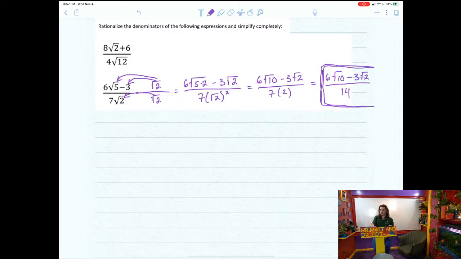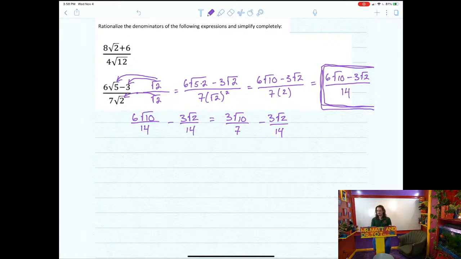What you could do is separate them. So this could be written as 6 root 10 over 14 minus 3 root 2 over 14. And that would allow you to simplify out the factor of 2 in the first term. So that would be 3 root 10 over 7 minus 3 root 2 over 14, because you couldn't do anything with the second term. So just know that these are all equivalent forms, but as long as you got one of them, then I'd be happy with that. If you have any questions, then please let me know.